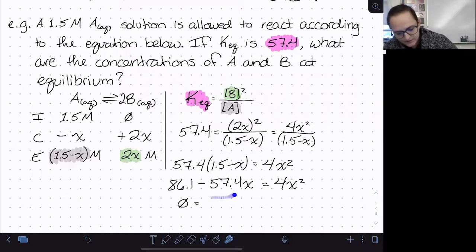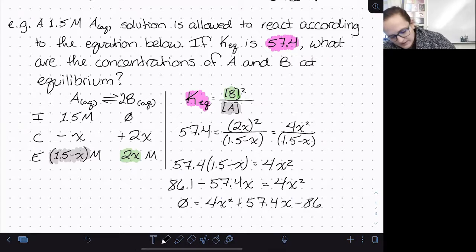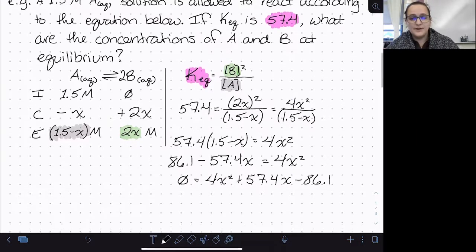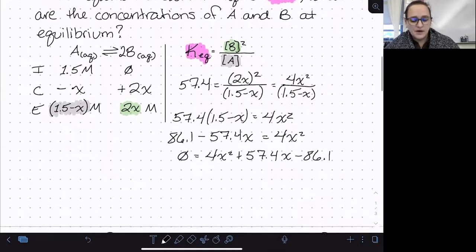If we move these two terms over to the right, we get 4x squared plus 57.4x minus 86.1. So we're in typical quadratic format here. From here, you can do it out in your calculator the normal way, or you're welcome to use a quadratic solver program or website. It's totally fine with me. You can also graph it and look for the intercepts.